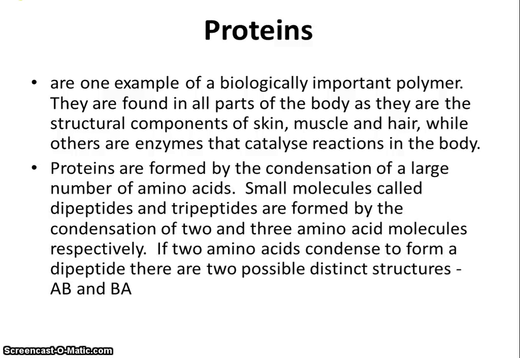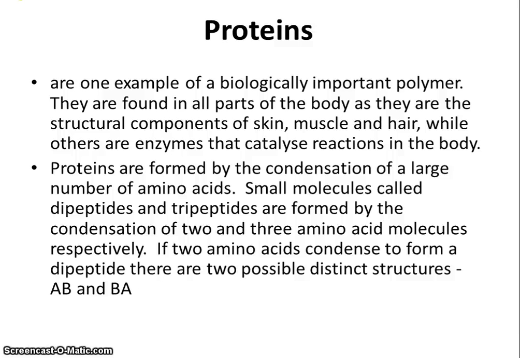Proteins are formed by the condensation of a large number of amino acids. Small molecules called dipeptides and tripeptides are formed by the condensation of 2 and 3 amino acid molecules respectively. If 2 amino acids condense to form a dipeptide, there are 2 possible distinct structures.